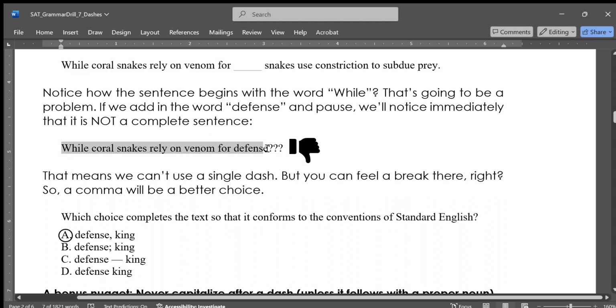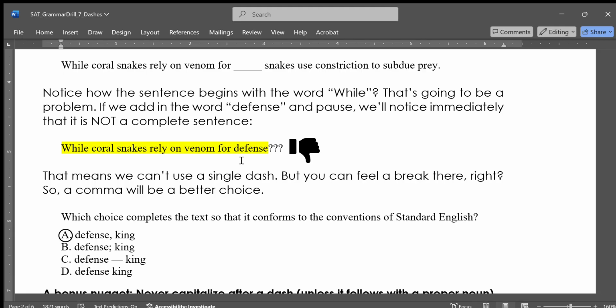It's probably a little better for me to highlight right here. The thing is, I could not just simply say, coral snakes rely on venom for defense, period, because that word while is throwing us off. That's how I know it's not a full sentence. That's also how I know I can't use a dash after that word defense, because it's not a full sentence. So because I can't use that single dash there, I'm not going to choose that C choice. But I know enough grammar to remember, hey, that's just an adverb clause. While coral snakes rely on venom for defense, comma, into the rest of the sentence, king snakes use constriction to subdue prey. And that's why I'm going to choose that A choice for that second answer.